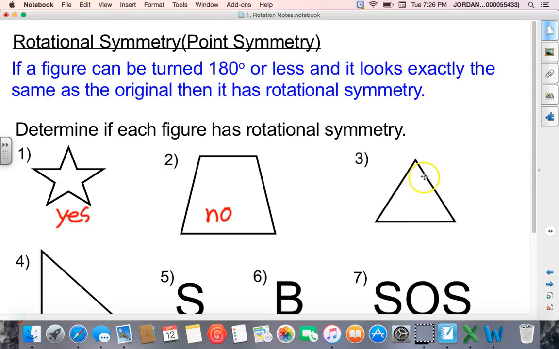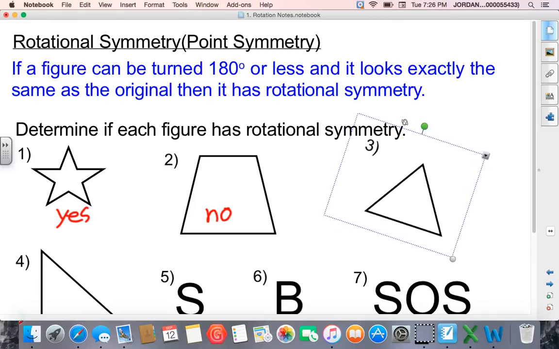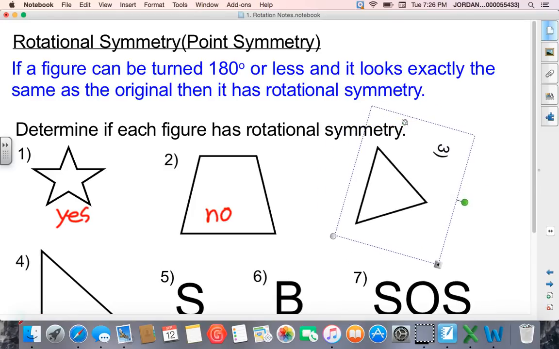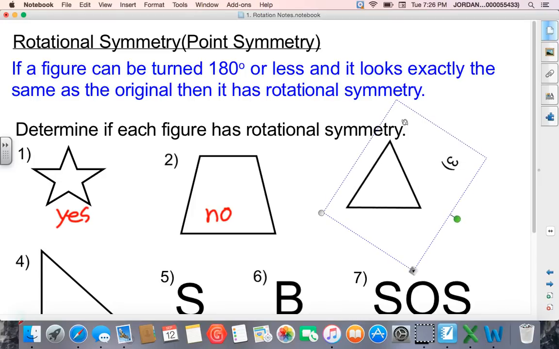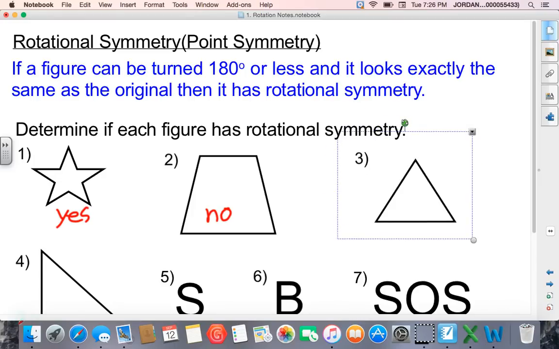All right, now let's look at this triangle right here. Can we rotate it less than 180 degrees and get the same shape? Well, let's try. So we rotate it, and looks like right there we get the same triangle that we had before. So this one does also have rotational symmetry. Come on, marker. There we go. So yes, the triangle also has rotational symmetry.